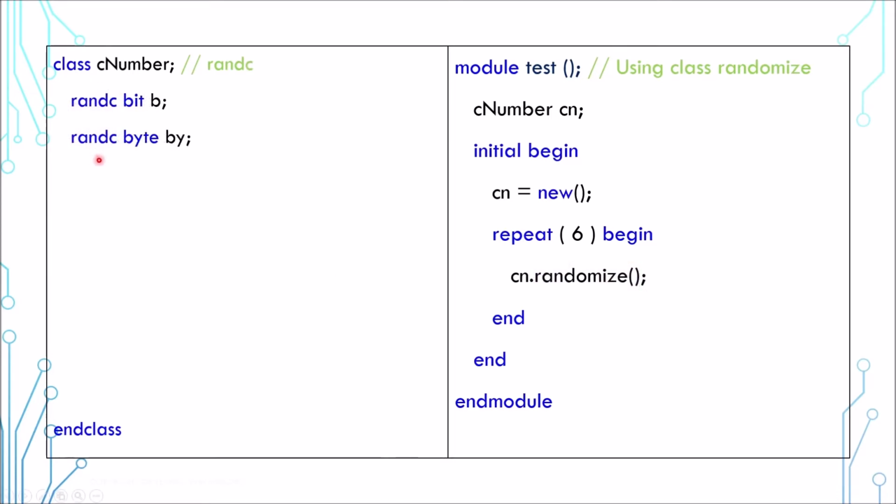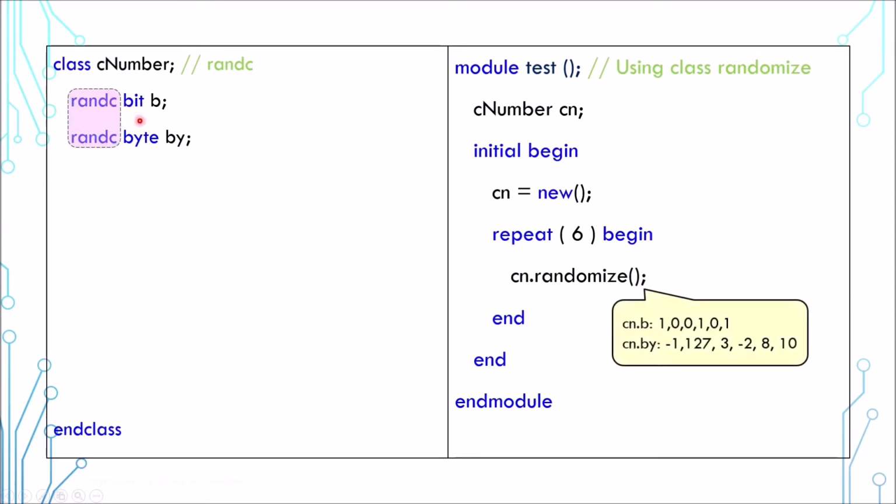You can also mark a member with randc, which means the randomization will not repeat the value until all values are used. If we look at the bit, say the first value is 1, so the next value would be 0. By now all values are used once, so a brand new round of randomization will begin. The value is 0 here, so the next value is 1.